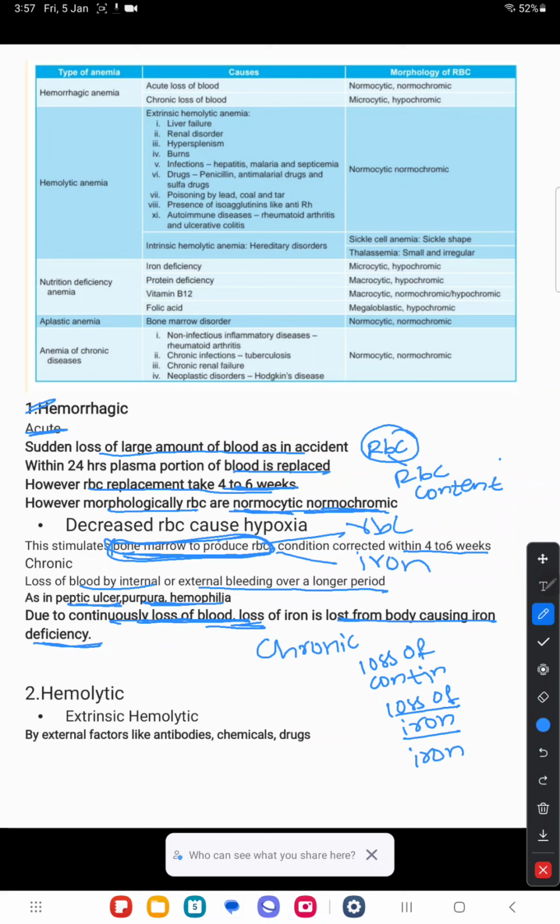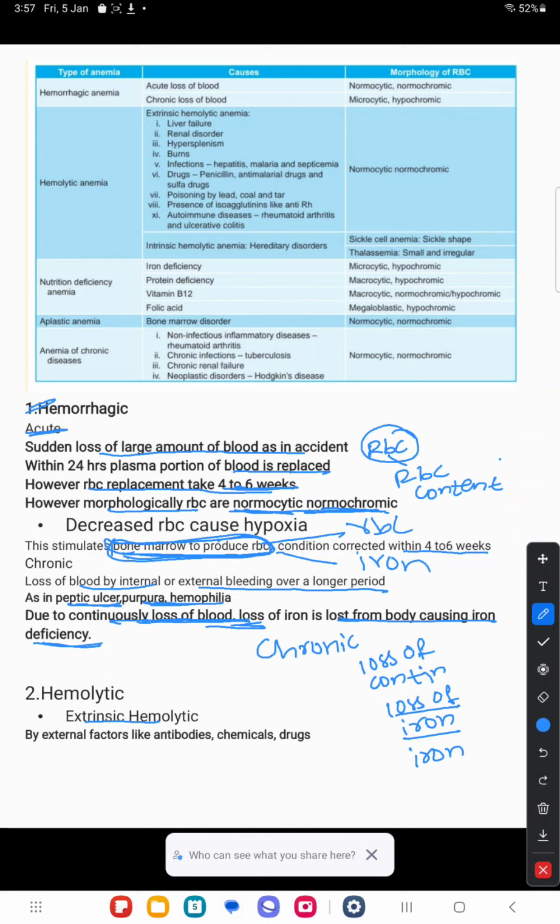Next, we have to discuss hemolytic anemia. What does hemolysis mean? Destruction of RBC. Hemolysis means destruction of RBCs. Hemolytic anemia has two causes: extrinsic and intrinsic factors. Extrinsic means other than RBC. There will be no problem within the RBC. The only problem is hemolysis of RBC occurring due to external factors like antibiotics, drugs, or anything else.